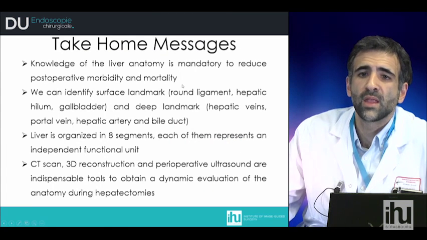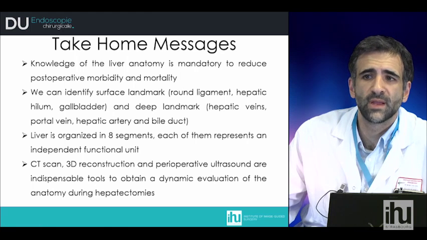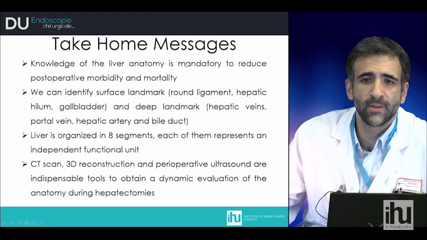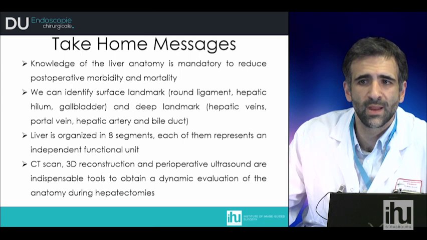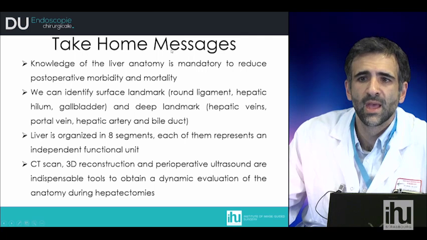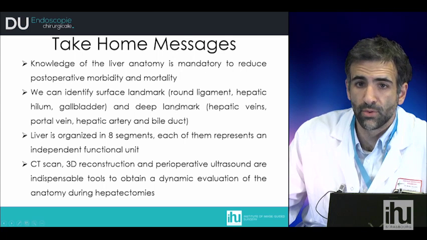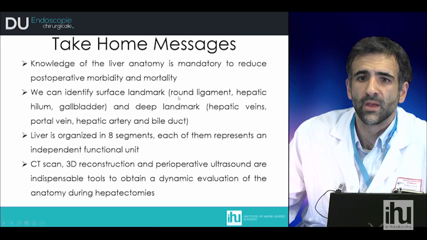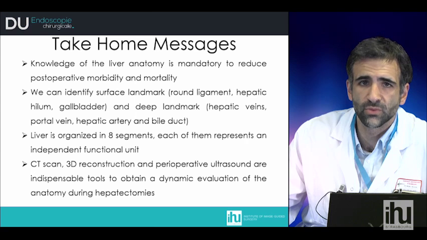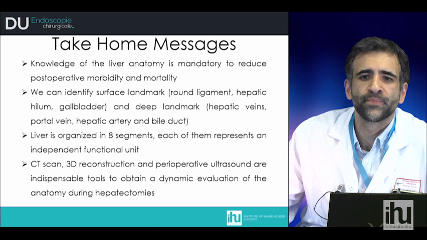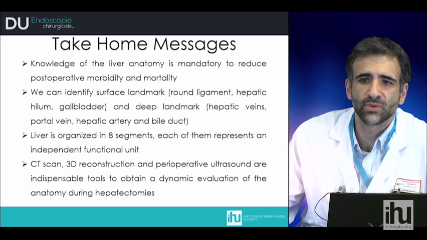So at the end we can say that knowledge of the liver anatomy is mandatory to reduce postoperative morbidity and mortality. And the identification of surface landmarks such as the round ligament, hepatic hilum and gallbladder, and deep landmarks such as the hepatic vein, portal vein, hepatic artery and bile duct are very important during the hepatectomy. We can confirm that the liver is organized in 8 segments. Each one of them represents an independent functional unit. And we can say that the CT scan, the 3D reconstruction, and the perioperative ultrasound are indispensable tools to obtain a dynamic evaluation of the anatomy during hepatectomy.